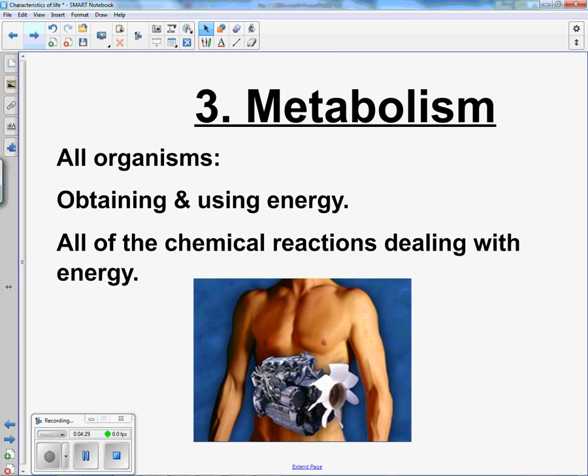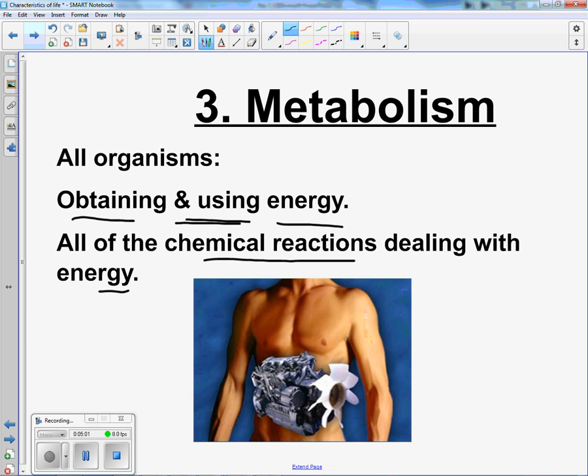Number 3 is metabolism. So if someone is said to have a fast metabolism, are they fat or are they skinny? They're probably pretty skinny. They're probably someone who eats a lot of food and doesn't gain weight. That's because their body obtains and uses energy quickly. Metabolism is the obtaining and using of energy. So it has to do with all of the chemical reactions in your body. It really has to do with the breakdown of sugar.